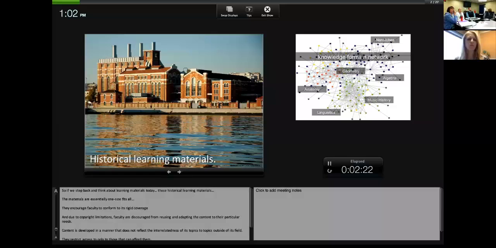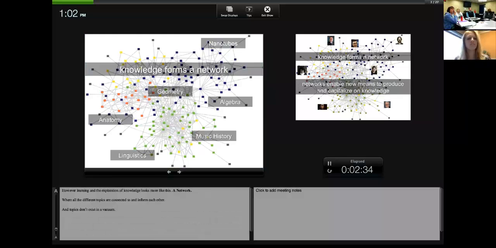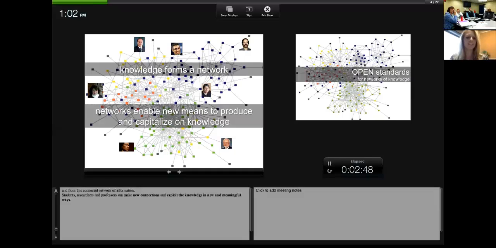So when we use the analogy here at OpenStax College of the historical learning materials, they kind of remind us of a factory. There's one belt that goes through and you get what you get. However, learning and exploration of knowledge looks more like this today. It's a network where all different topics are connected to and inform each other, and topics don't exist in a vacuum. And from this connected network of information, students, researchers, and professors can make new connections and exploit the knowledge in new and meaningful ways.